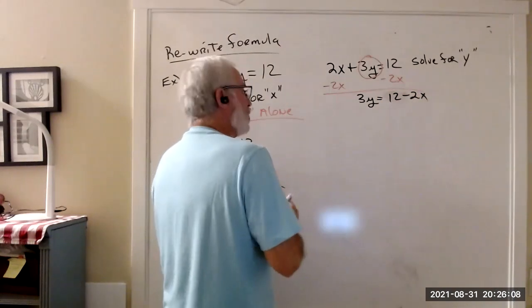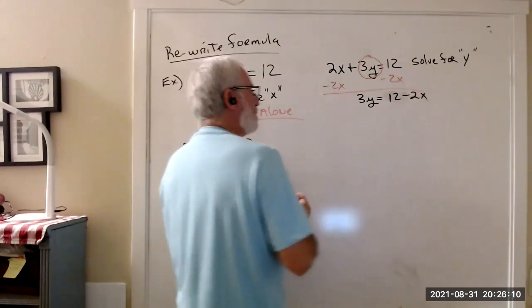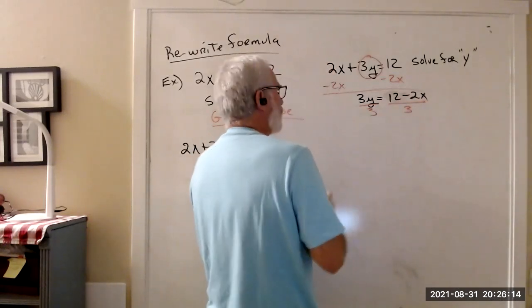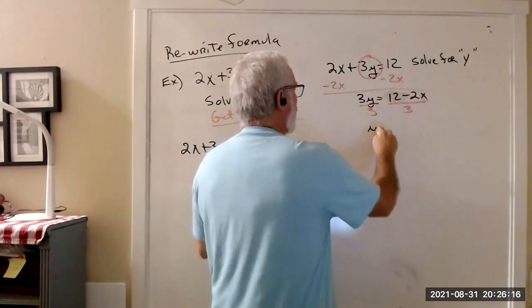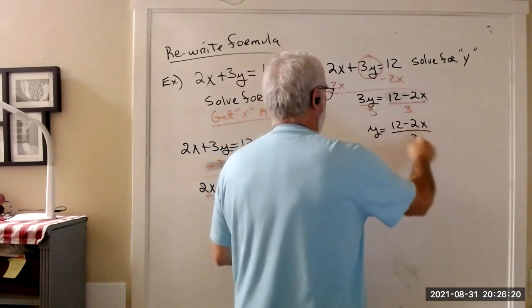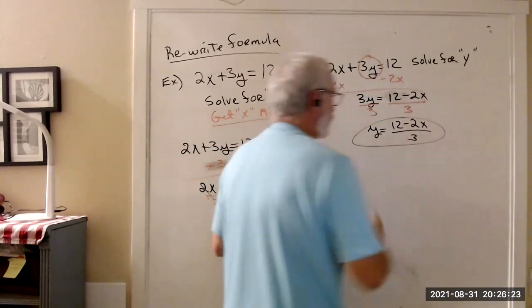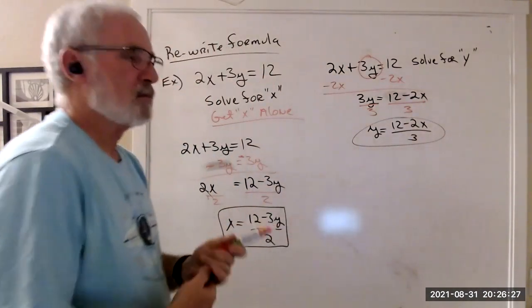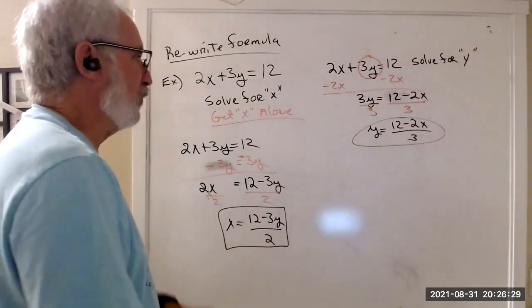Okay. Divide both sides by 3. All of this side by 3. And I get y equals 12 minus 2x divided by 3. And I've just solved for y. Questions?